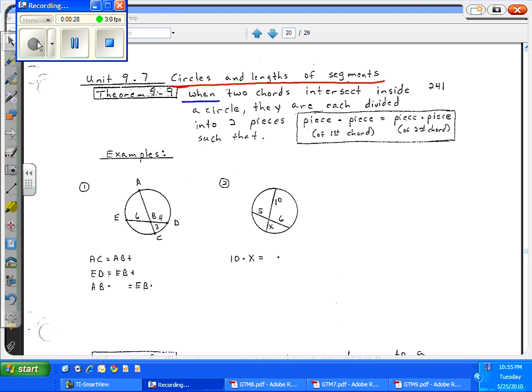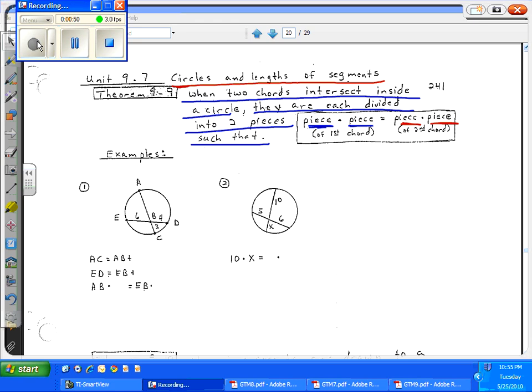When two chords intersect inside of a circle, then they are divided into two pieces such that piece times piece of the first chord equals piece times piece of the second chord. Okay?